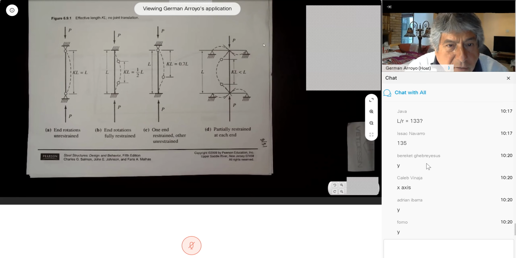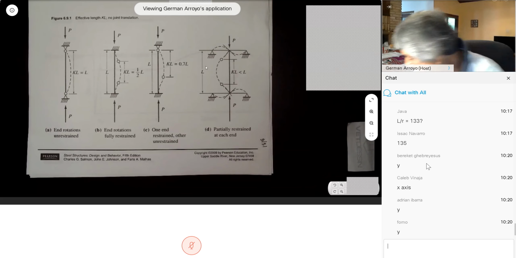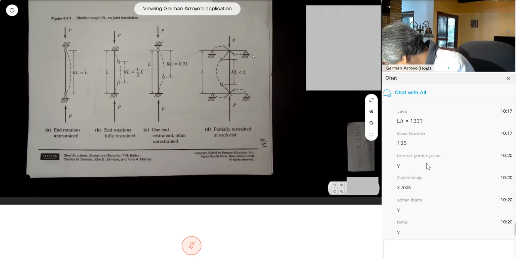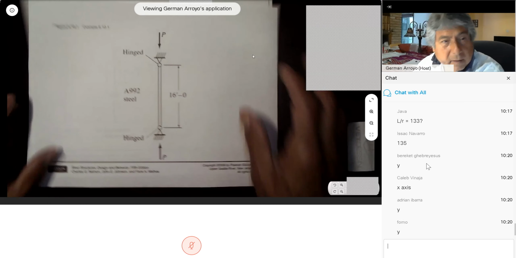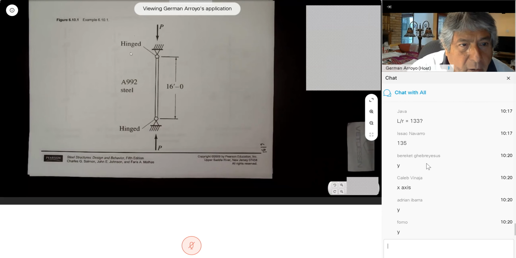And this is what we were saying before, whenever they join, it doesn't translate. This is a brace, a typical steel frame. This is the value of K. This is going to be a typical case that we're going to be looking at later. Only whenever we have a column with only axial load, we do not have a moment.